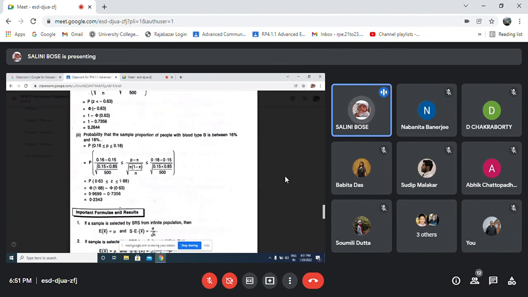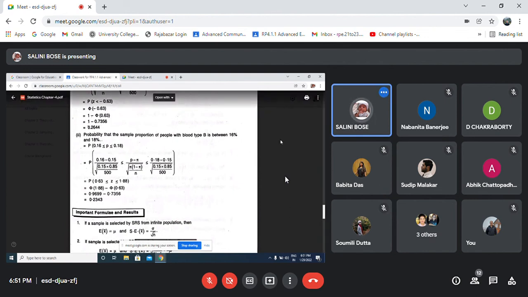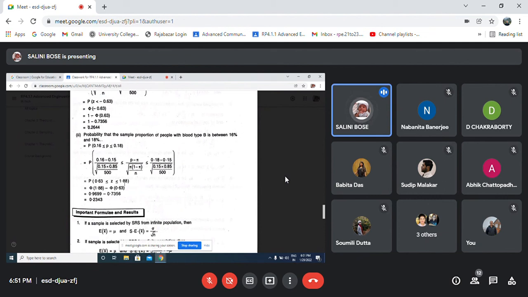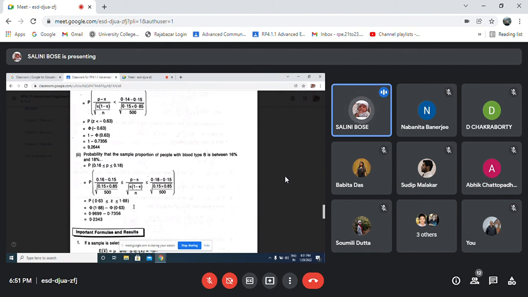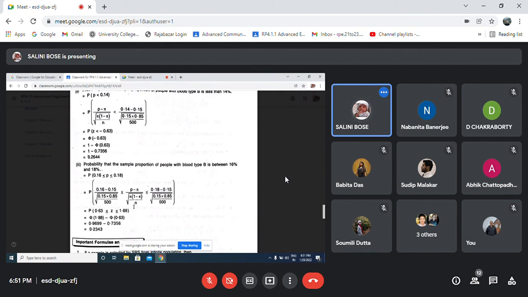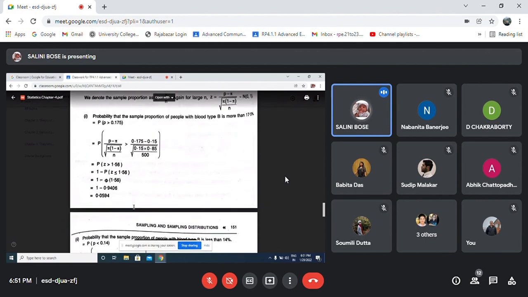And for the last case, using the same formula, it is between 16 and 18%. So just put the formula. You will have this. You know how to find out, and this is nothing but this result. So like this, you can find out the probability of different cases.